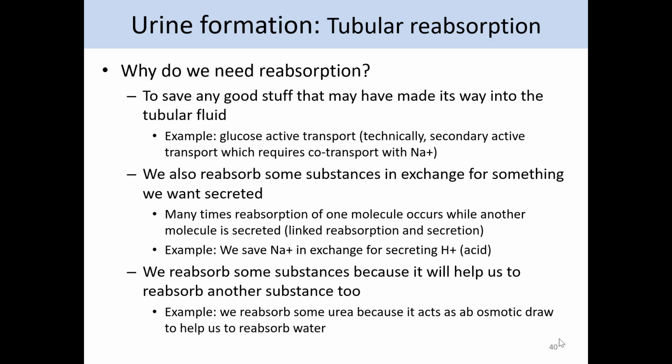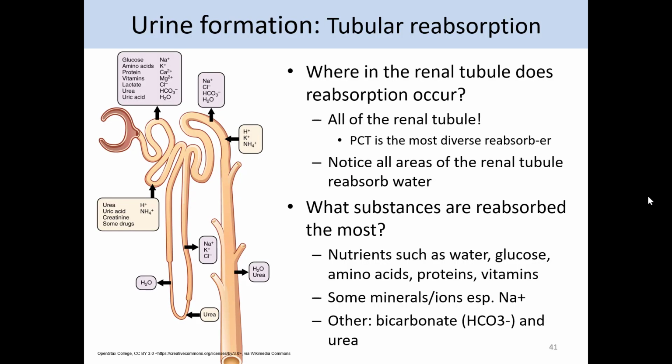We also reabsorb some substances because it will actually help us to reabsorb another substance. An example of this is that we will reabsorb some urea. A lot of urea will make its way into the filtrate. And that's good because we want to get rid of urea. It's toxic. It's not good to have in our blood, which is kind of weird when we think about the fact that we do actually reabsorb some of the urea. But the reabsorption of urea is necessary because it will act as an osmotic agent that will help us to reabsorb water.